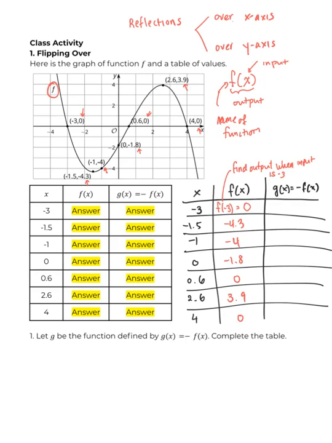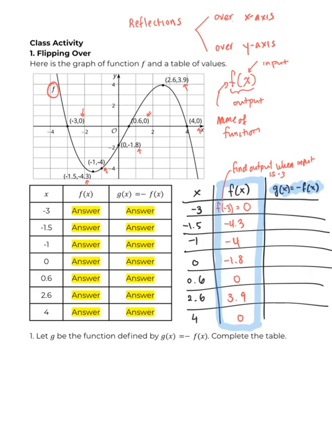Now we want to look at g of x, the new function. We don't have a graph for g of x, so we can't just copy the points. But g of x equals negative of f of x, and we already know what f of x are. The second column, let me highlight that in blue, represents the outputs, the f of x, and g of x is just the negative of all those f of x numbers.